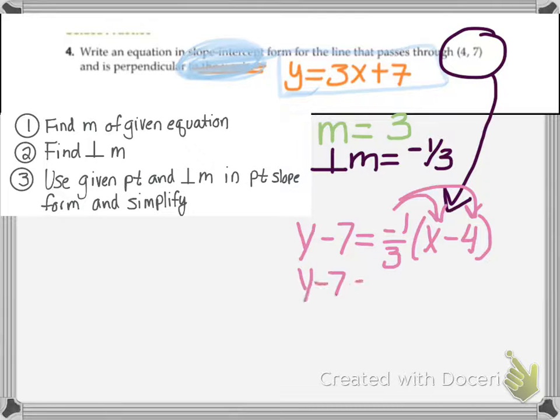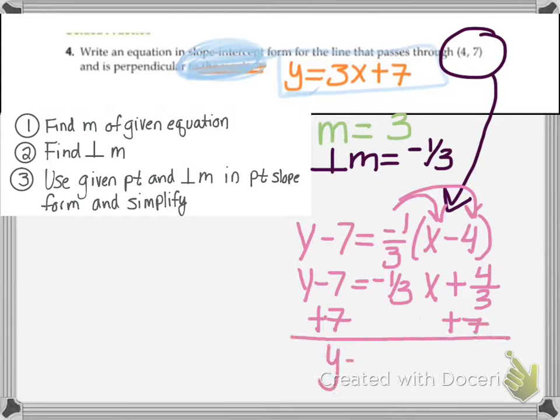Distribute that negative 1/3. Y minus 7 equals a negative 1/3 x plus 4/3. Notice here that it's a negative 1/3 times a negative 4 becomes a positive 4/3. Add 7 to the other side, and y will equal negative 1/3 x plus 25/3, or you could have written that as 8 1/3. That is the final answer to this problem.